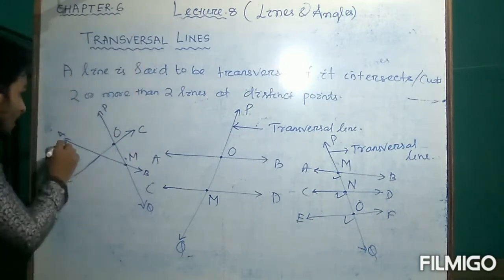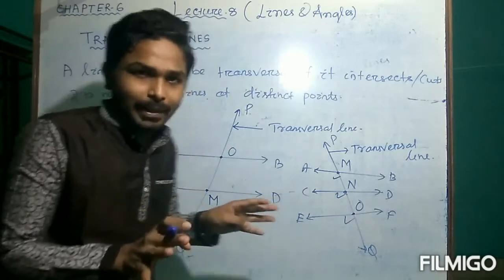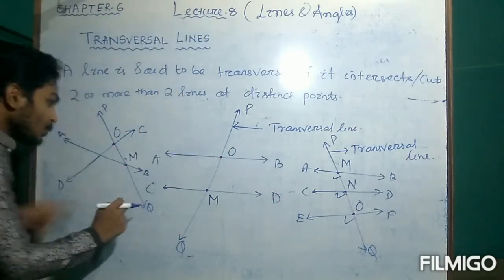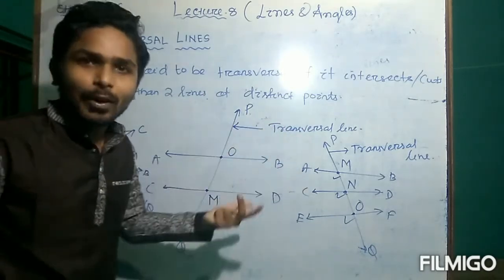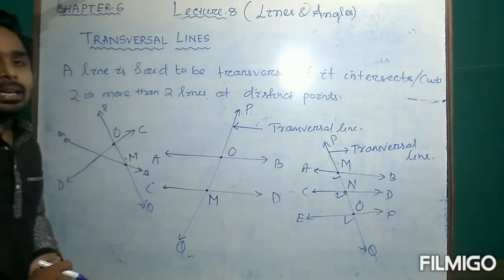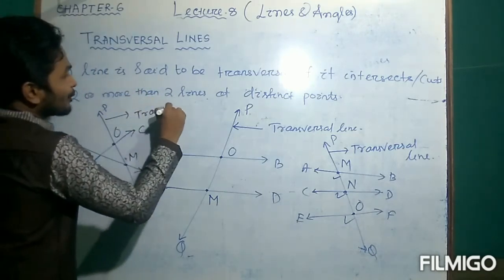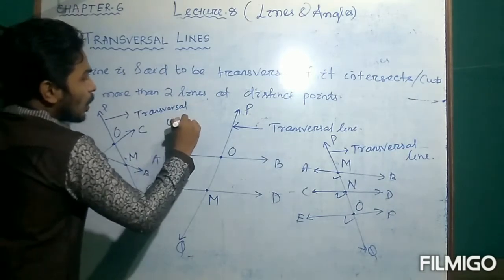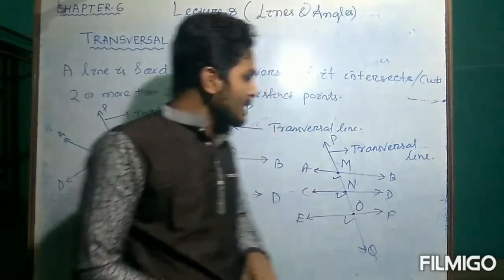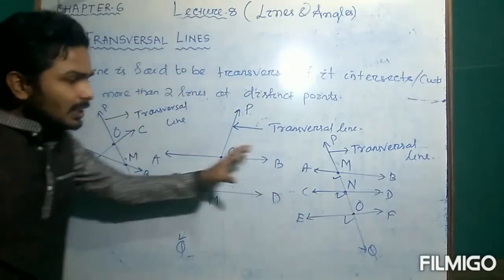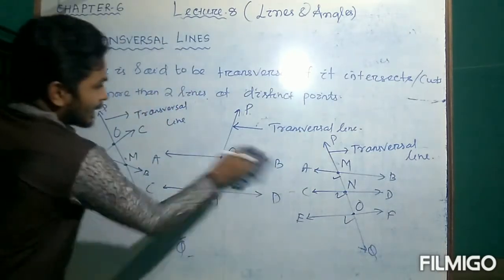Okay. We are not talking about the lines AB and CD. Either they will meet or they will not meet. That doesn't matter. But the thing is, the line PQ should intersect these two lines at distinct points. At least two distinct points. So here the line PQ is also known as transversal line. Okay. So in all the three cases, the line PQ is known as transversal line as it intersects the different lines at distinct points.